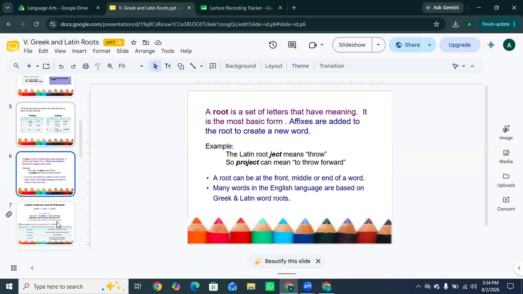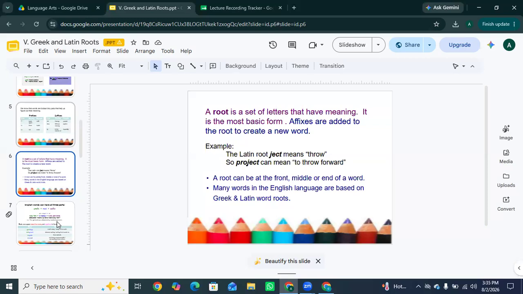So what is a root? A root is the main part of a word. It gives the word its basic meaning. Prefixes and suffixes are added to create new words. A root is a set of letters that have meaning. It is the most basic form, and affixes are added to the root to create a new word. For example, play becomes playing, player, replay. The root stays the same.